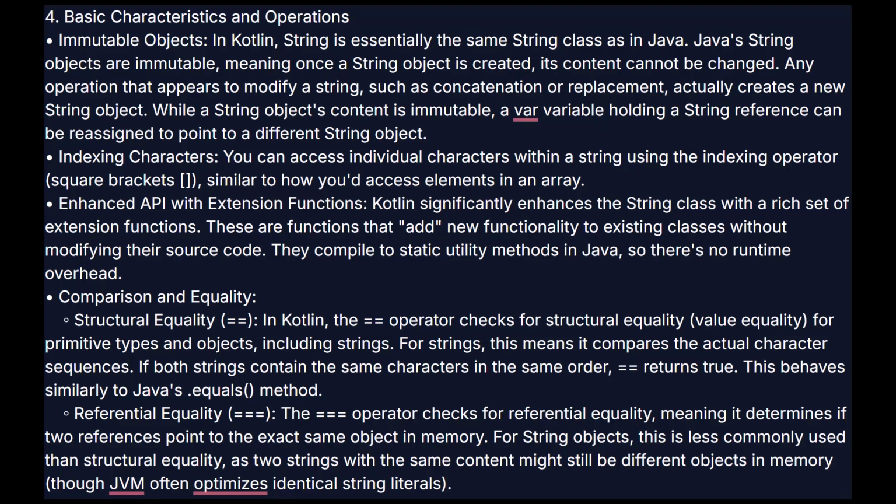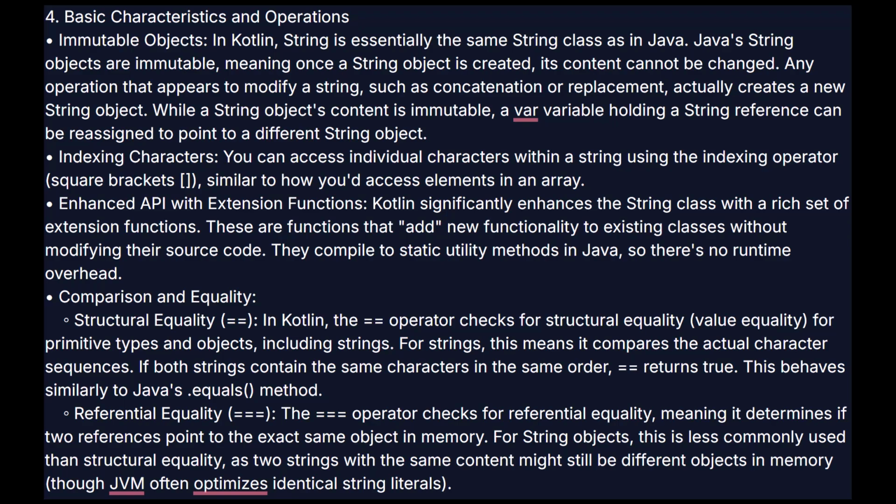Comparison and equality. Structural equality, ==. In Kotlin, the == operator checks for structural equality, value equality, for primitive types and objects, including strings. For strings, this means it compares the actual character sequences. If both strings contain the same characters in the same order, == returns true. This behaves similarly to Java's .equals method.